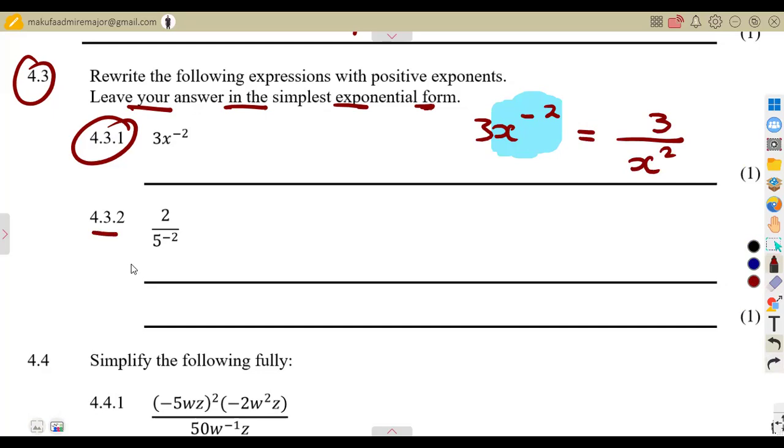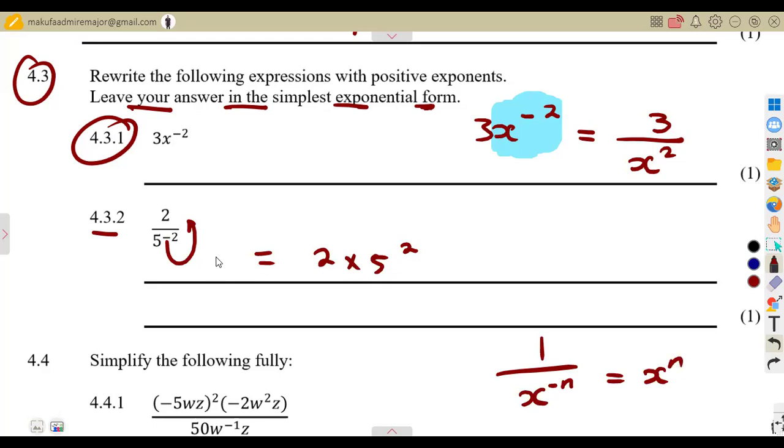Okay? 4.3.2, 2 over 5 to the exponent of a negative 2. So again, just like the previous case, this is having a negative already. So to write it on top, it will be carrying a positive exponent. So it can be written on top as 2 times 5 to the exponent of a positive 2. This is what you're going to have. 1 over x to the exponent of negative n is equal to x to the exponent of n.